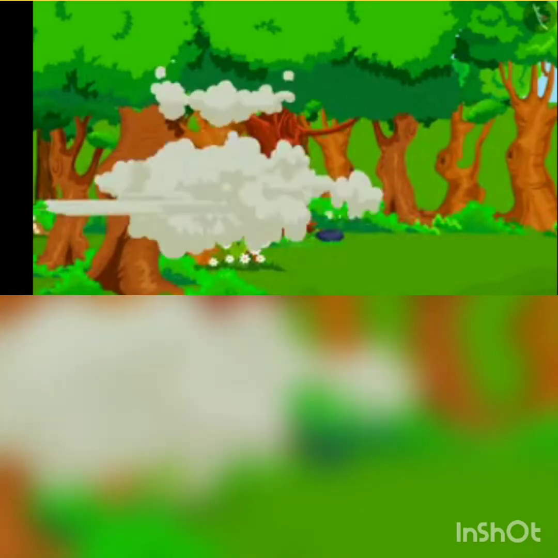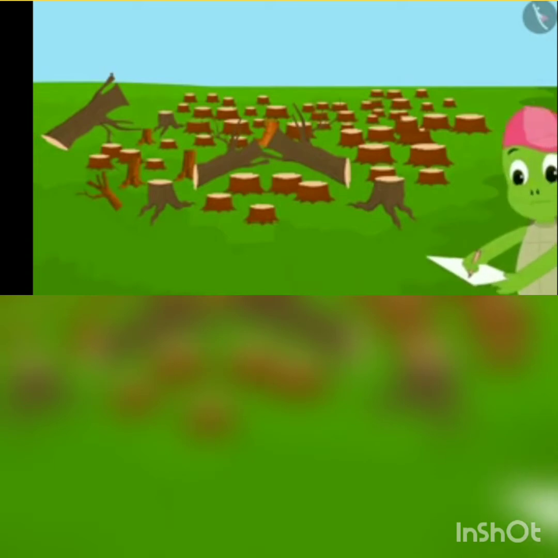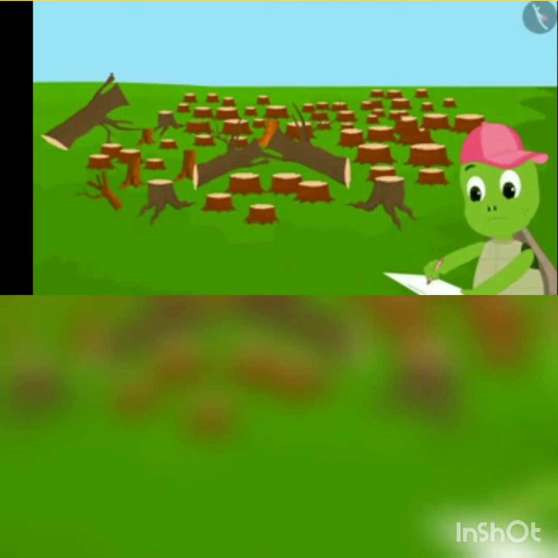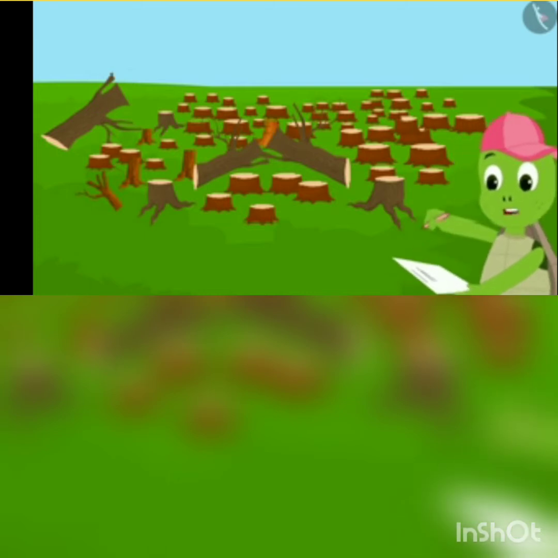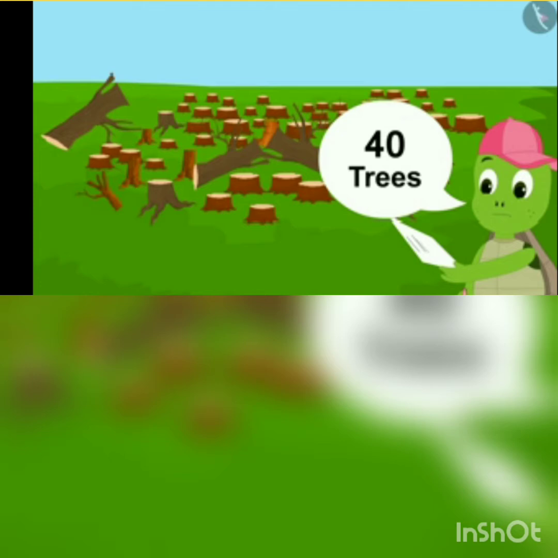A month passed, and trees were still getting cut in the village. By the end of the month, he added the total number of trees cut down. Oh God! A total number of 40 trees were cut this month. Let me show this by making a dot like this on this paper.